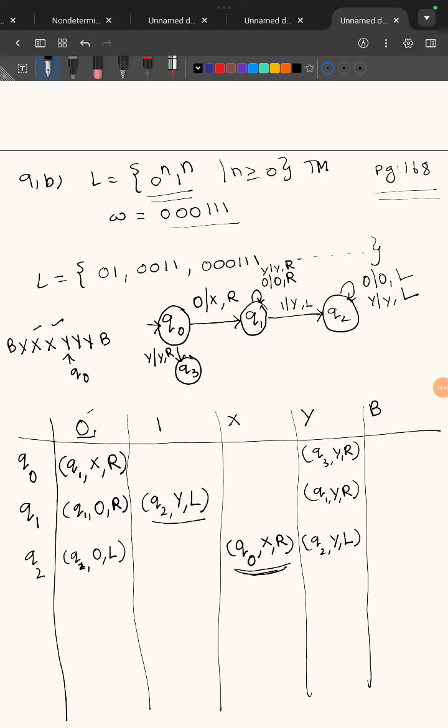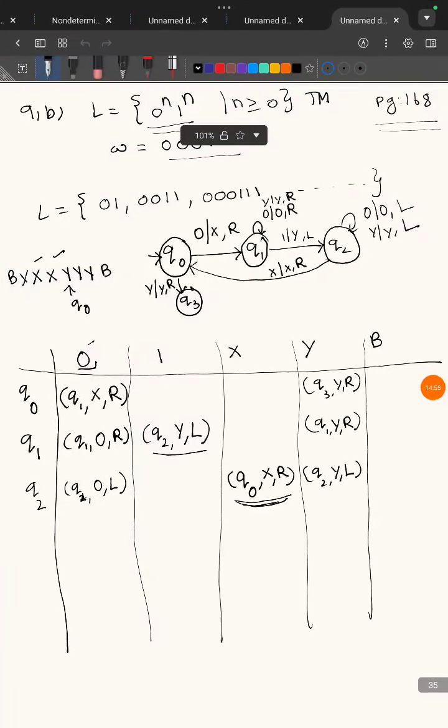Here I have forgot to write this transition. Okay, in Q2 if I'm seeing X, what we will do, X will be X only, and I will move in the right hand side direction, but I will change from Q2 to Q0. Okay, right, that is what we are doing.